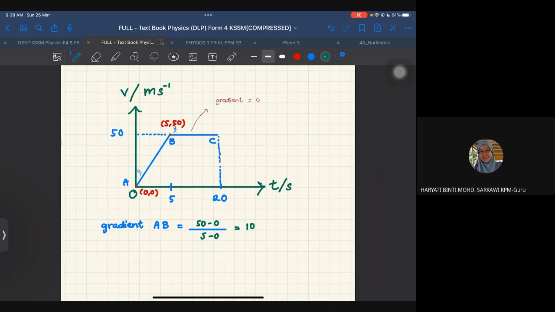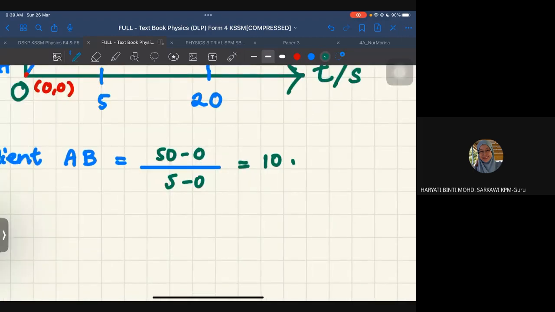Okay, easy. So if you want to determine the unit of the gradient, you just need to focus on the vertical axis. You divide by the unit of the horizontal axis. So it means that this is m s negative 1 divided by s. Okay, so you can bring s up, so it becomes m s negative 2. So the unit for the gradient now is m s negative 2. Now, m s negative 2 belongs to what physical quantity?